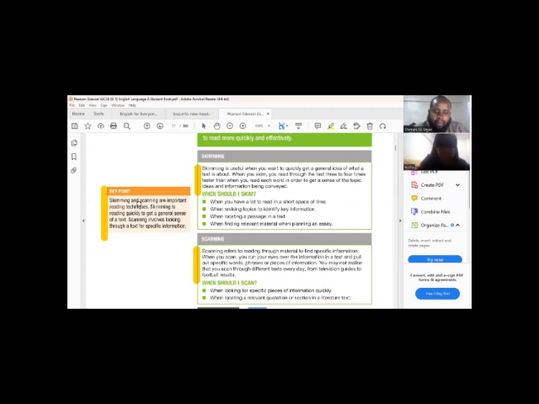I finished, teacher. Okay, so tell me what you wrote down for scanning and tell me what you wrote for skimming. Oh, wait, let me send a definition first. Give me a moment, teacher. Okay, go ahead.